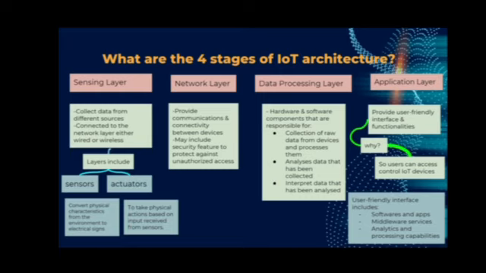The last stage of IoT architecture is the application layer. In the application layer, it provides user-friendly interface and functionalities. The reason is so that the users can access and control IoT devices. The user-friendly interface also includes software and apps, middleware services, analytics and processing capabilities.